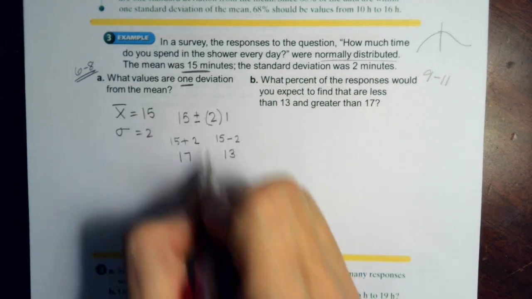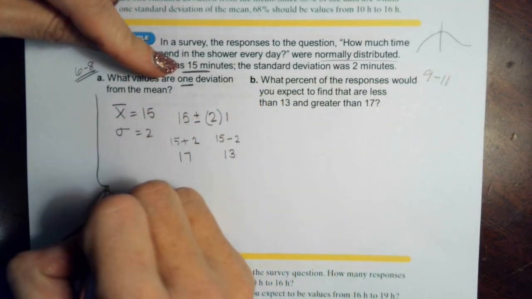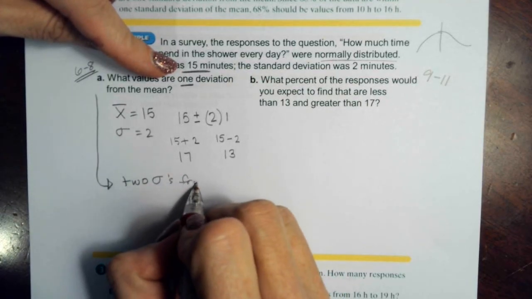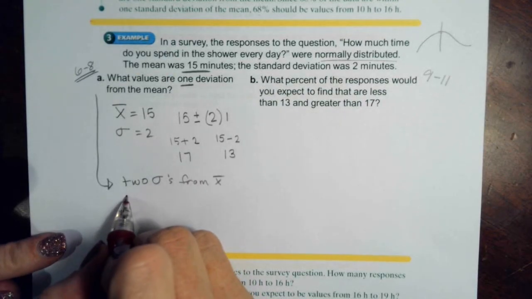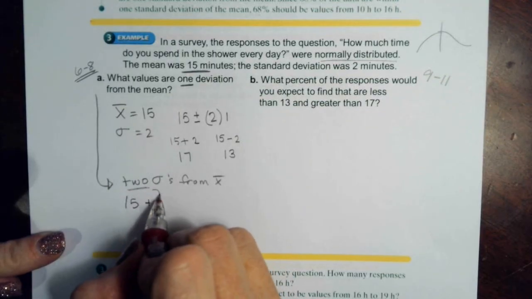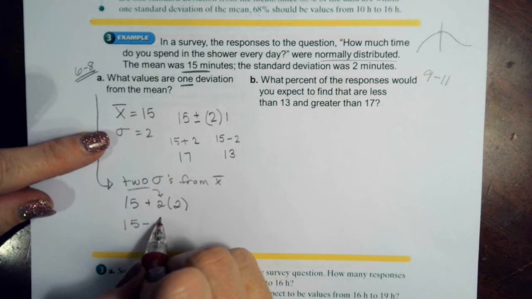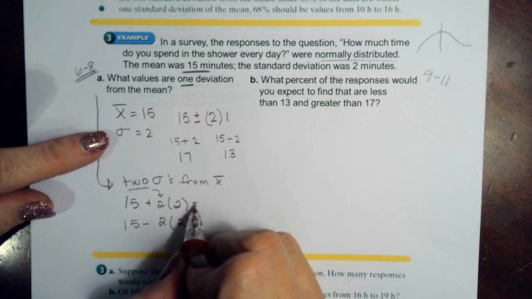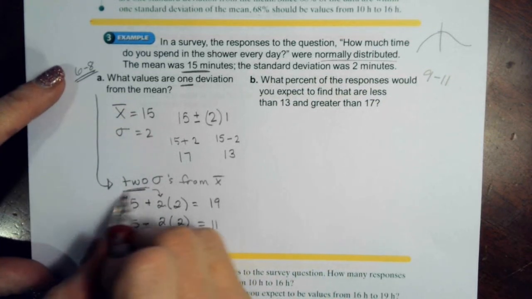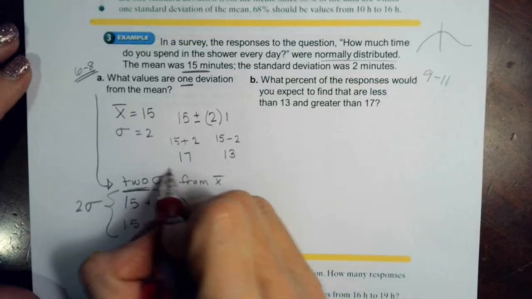And you can do it this way. So like if I were to find the values that are 2 standard deviations from the mean, then that would be my mean, which is 15, plus 2 times my standard deviation, which in this case is 2, and 15 minus 2 times the standard deviation, which is 2. So 15 plus 4 is 19, 15 minus 4 is 11. So this would be for 2 standard deviations, and this is for 1.